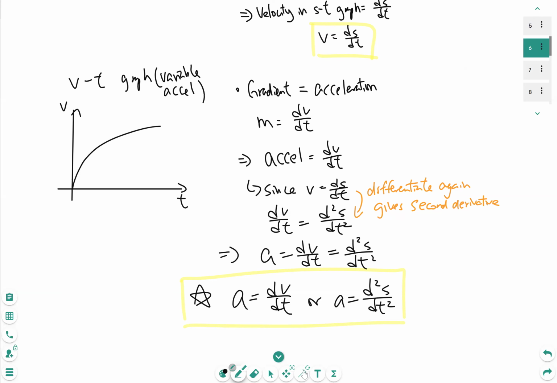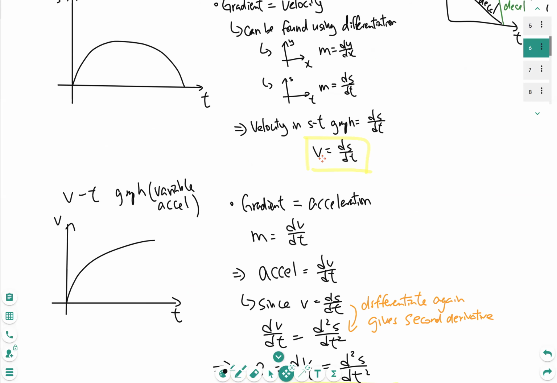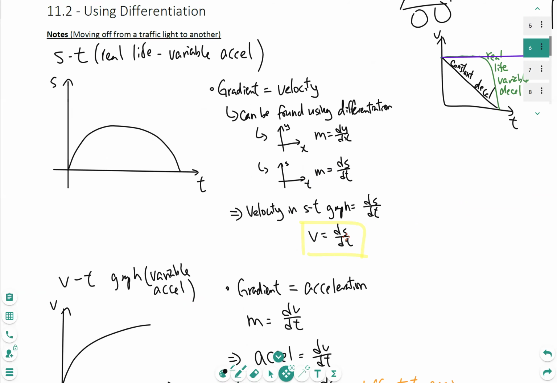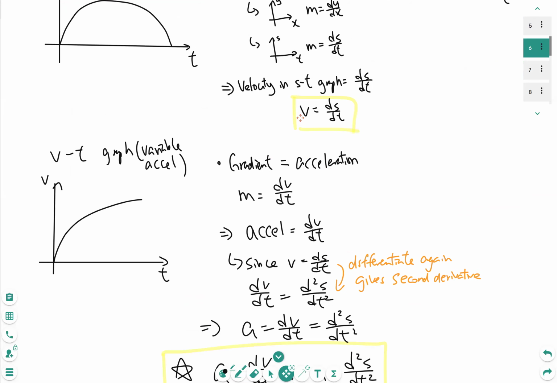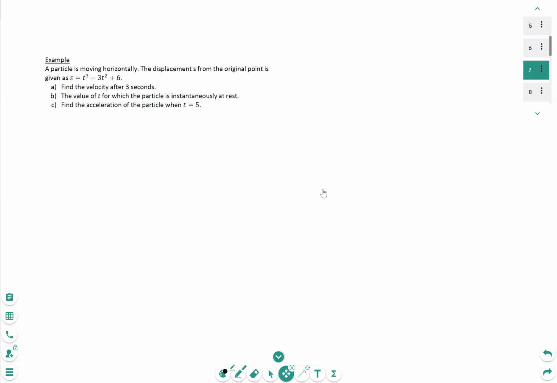So these are two technical messages. What we know is v equals ds by dt, to find velocity from a variable acceleration displacement. So when we talk about s, we can differentiate s with respect to t to find velocity. To find a, we can differentiate v. That's what we need to know.